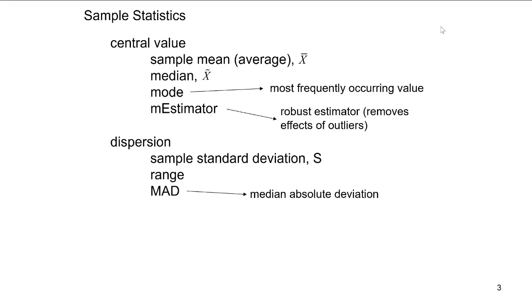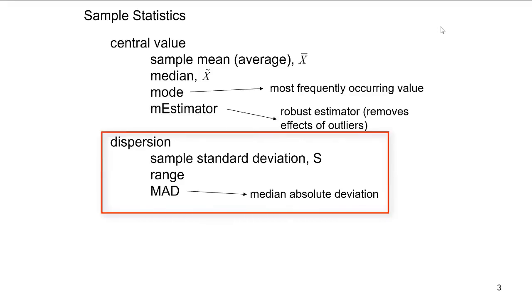You're also interested in looking at the dispersion or the variability in your sample. The most common of these by far is the sample standard deviation. We denote that by S, and you guys have seen that. There's also the range, which is the maximum minus the minimum. Obviously, if you have a really dispersed sample, you're going to have a really big range, and if you have a very non-dispersed sample, your range is going to be small.